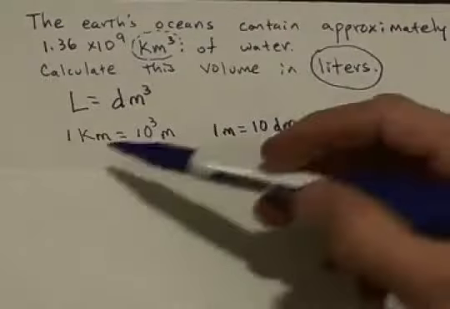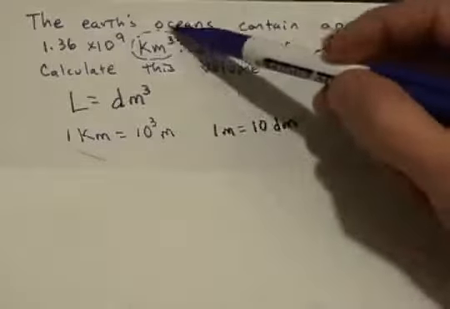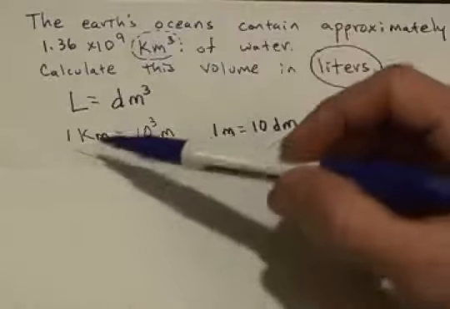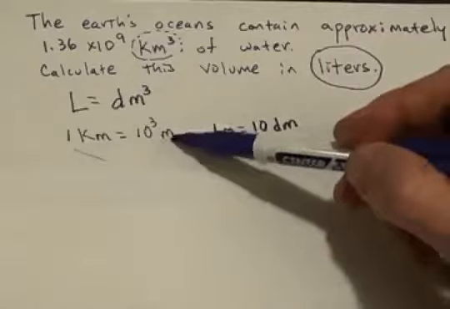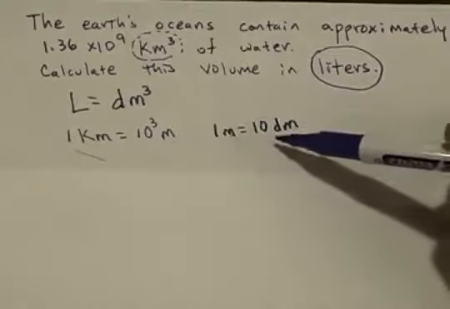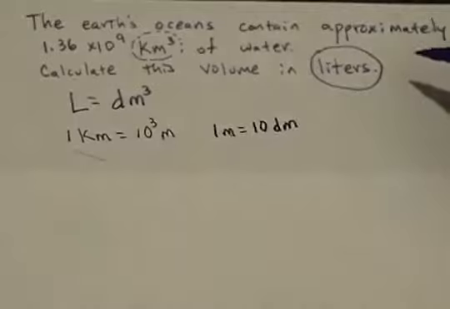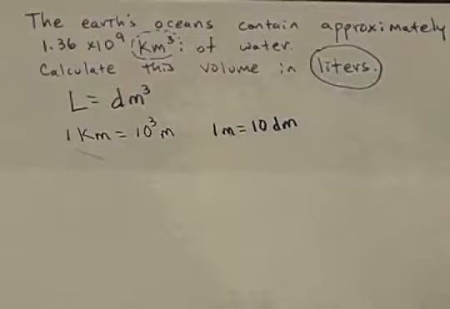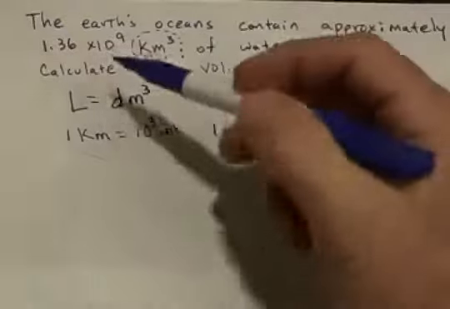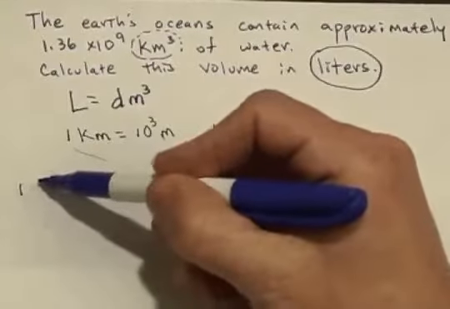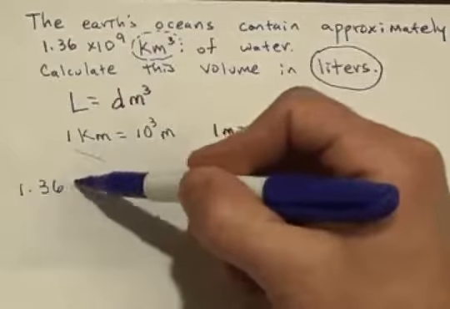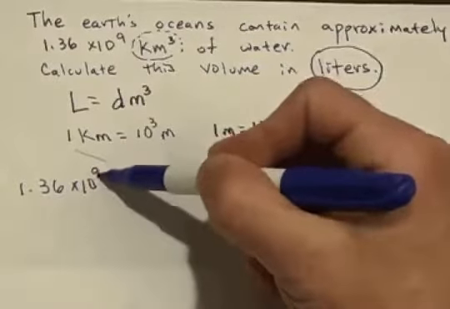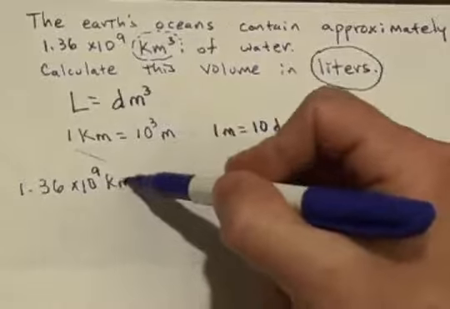Now the problem with this is that we have cubic kilometers up here, and these are just regular kilometers, regular meters, and regular decimeters. So if I want to convert these, I'm going to end up cubing each one of these. But let's write out the dimensional analysis first, and then we'll do that. Take the number that you're given, 1.36 times 10 to the 9th kilometers cubed.